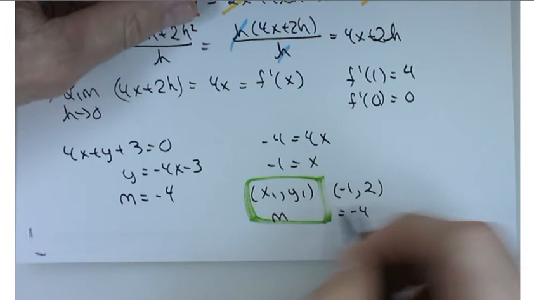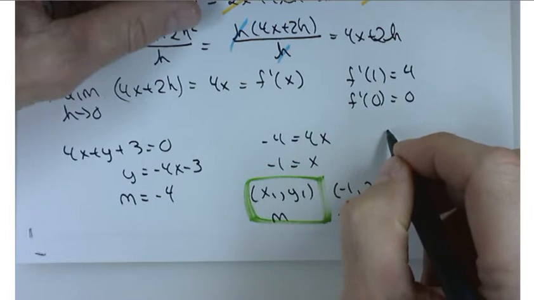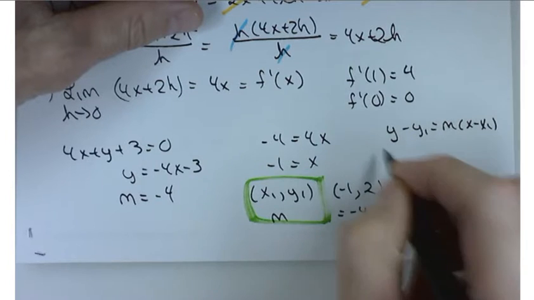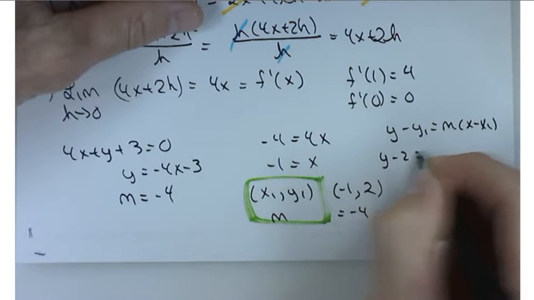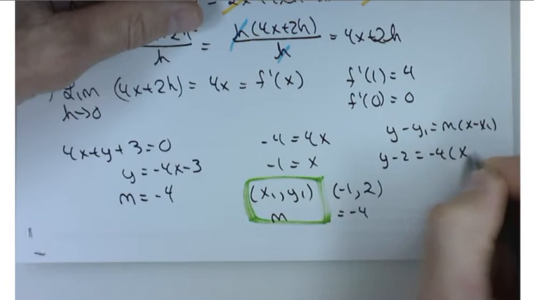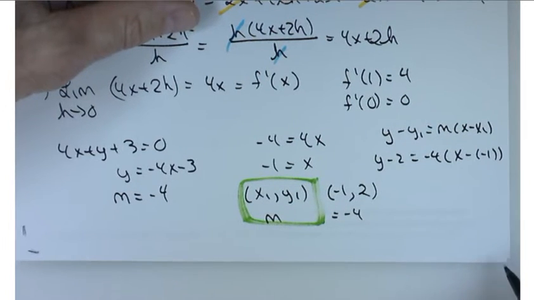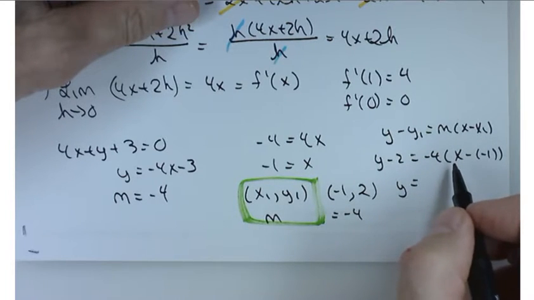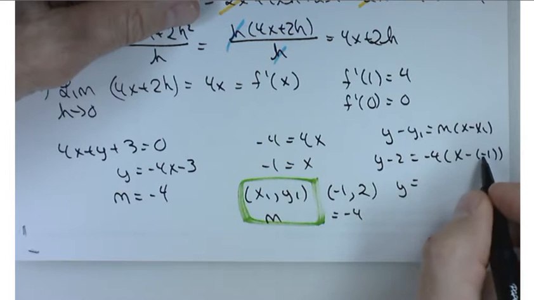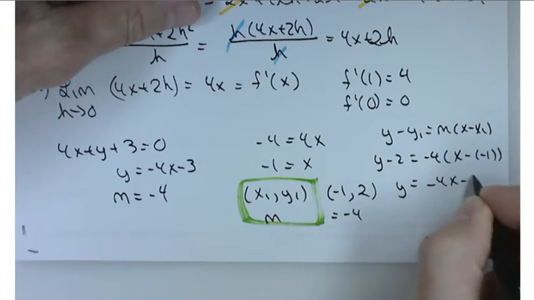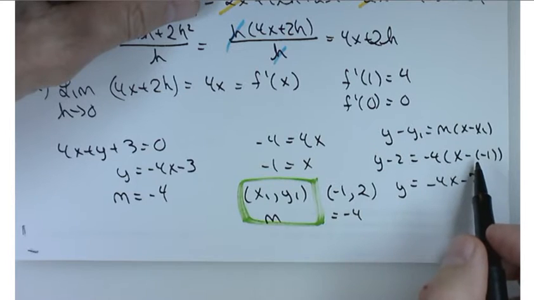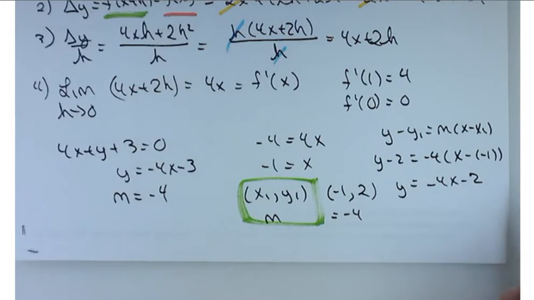Let's take these and find the equation of the tangent line then. That's going to be y minus 2 equals -4 times x minus -1. If you distribute that, you'll end up with -4x plus 4, and then I'll add 2, so -4x minus, is it plus 2? No, minus 2, right? Let's think. Plus, minus, I'm going -2.